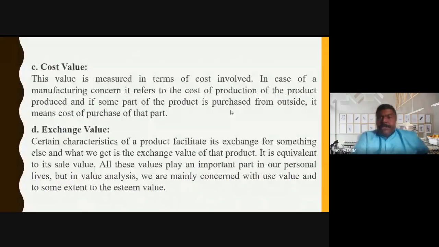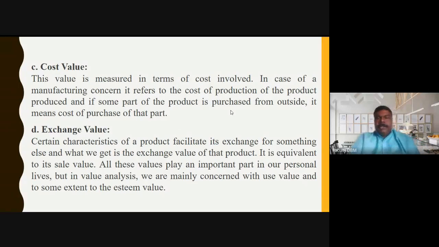This value is measured in terms of cost involved. In case of a manufacturing concern, it refers to the cost of production of the product produced, and if some part of the product is purchased from outside, it means the cost of purchase of the product. So it is not manufactured, but it is bought from the other side, then we are going to say it is cost value.